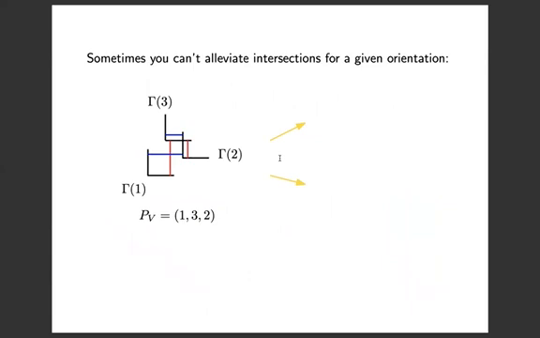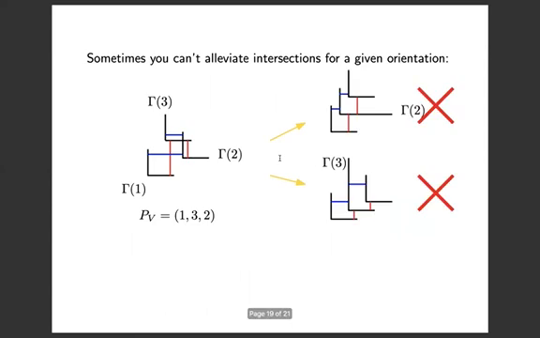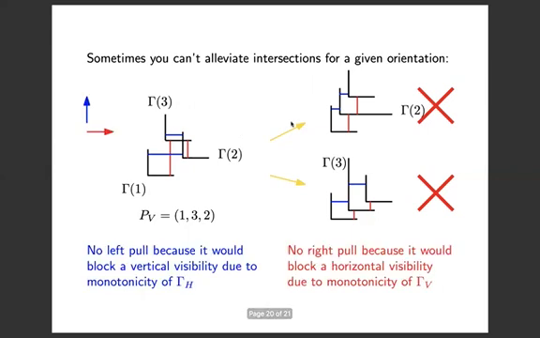Okay, but this only works if the drawings can be uncrossed. So the next question is, are there any cases in which these crossings can't be alleviated by just pulling these things? And the answer is yes. Here on the left, we have the smallest example of a drawing with a given monotonicity that can't be alleviated in this way. Here, trying to pull gamma 3 downwards would block the vertical visibility between gamma 1 and gamma 2, and trying to pull gamma 2 to the left would block the vertical visibility between gamma 1 and gamma 3.